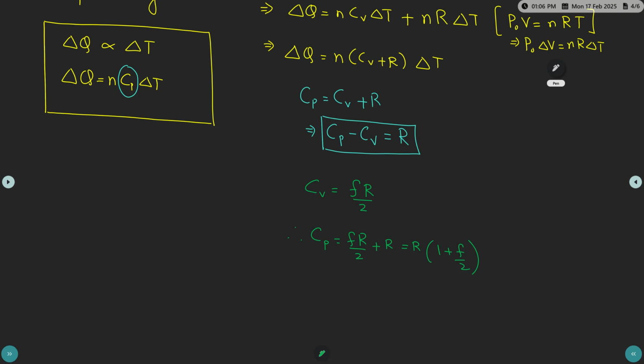Cp tells you the heat required to change the temperature of 1 mole of a gas by 1 degree Celsius when the gas undergoes an isobaric process. In an isobaric process, it is the ratio of heat supplied per unit mole per unit rise in temperature.